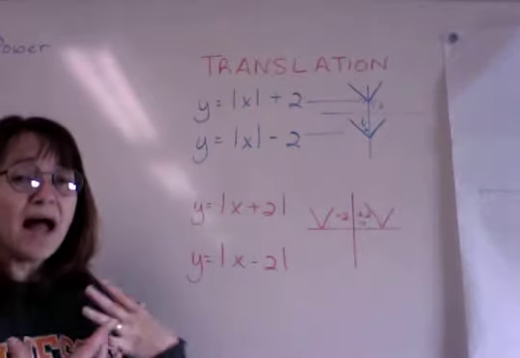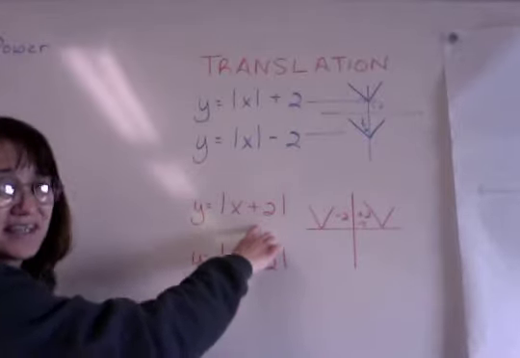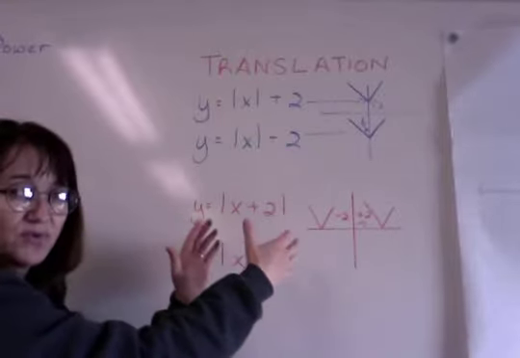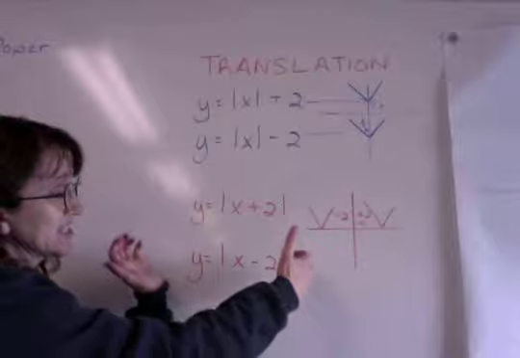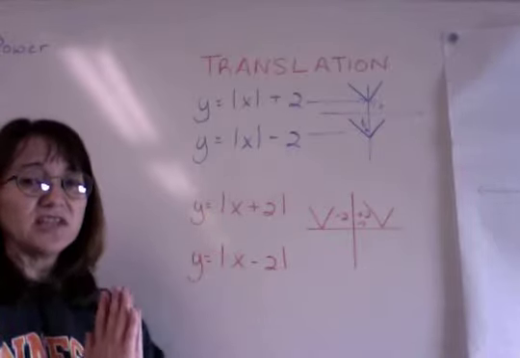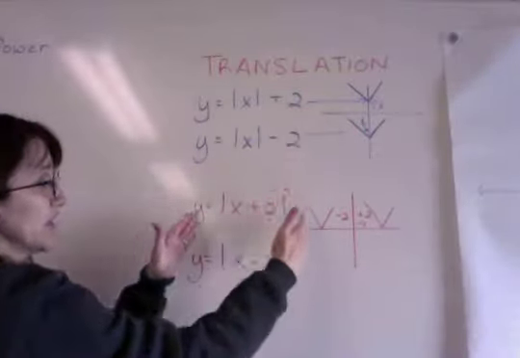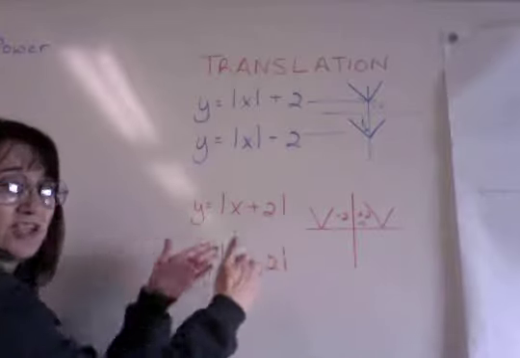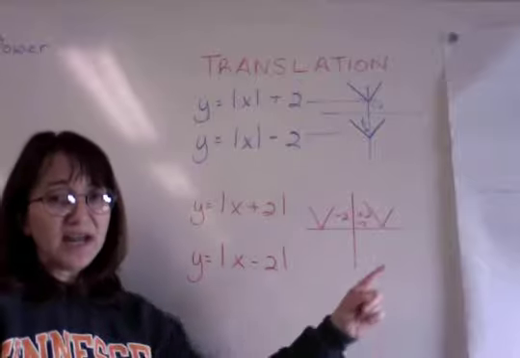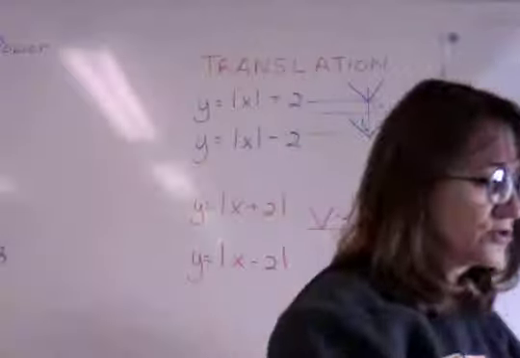Now look what happens here. If I put what I'm adding or subtracting inside those absolute value symbols, if I'm actually doing it to x inside, then that translation is shifting it left to right. This one is saying go up or down. This one's saying go left and right. So this one told me to shift it to the right 2 places. This one told me to shift it to the left 2 places, right?